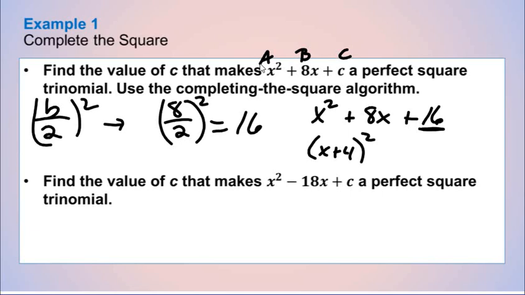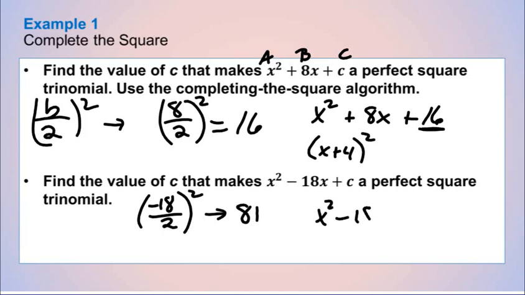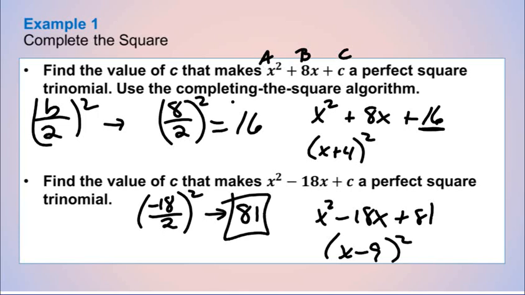The second one, I have my b is negative 18, divided by 2, and then I have to square it. Half of negative 18 is negative 9. Negative 9 squared is 81. So my quadratic would be x squared minus 18x plus 81. And if I were to factor this, this would be x minus 9 squared. But for these two problems, when they're just saying identify the value of c, this would be our c.